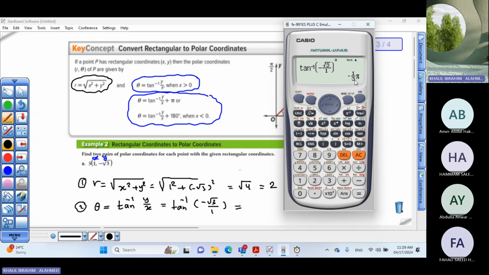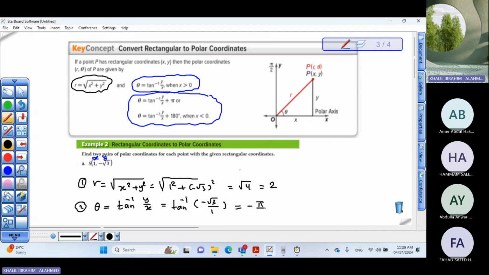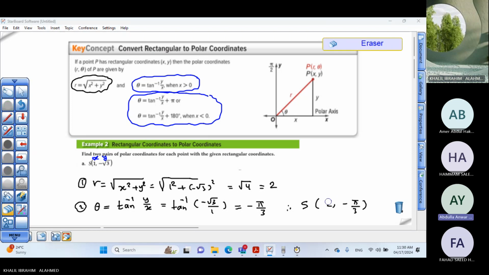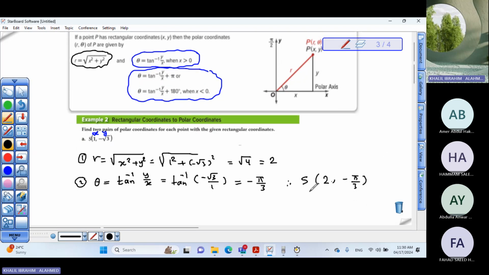Negative pi over 3. Finally, we can write point S as (2, negative pi over 3). Other question? This negative pi over 3 is negative 60. Yes, the same, because when I solved it in degrees I got 60. Yes, excellent. Maybe write S equal to negative 60 degrees. The same answer.